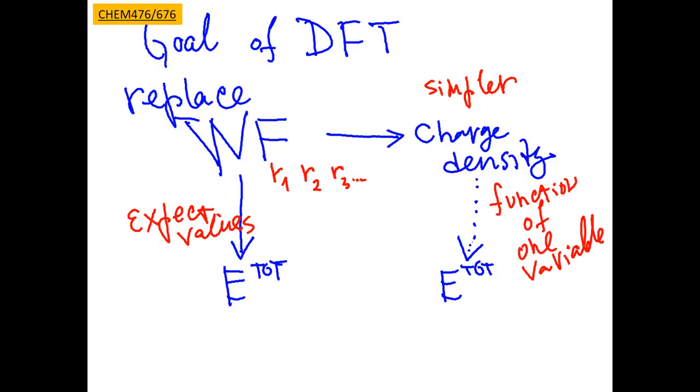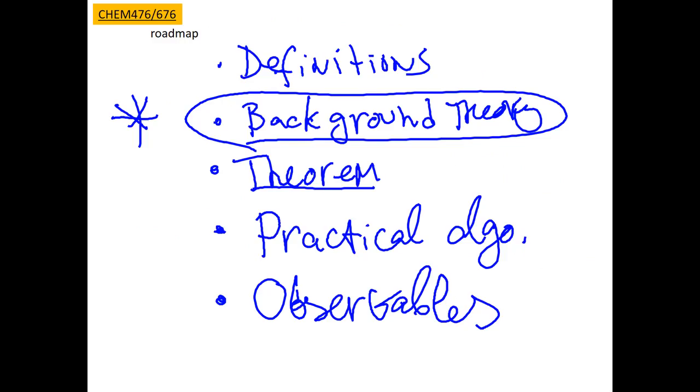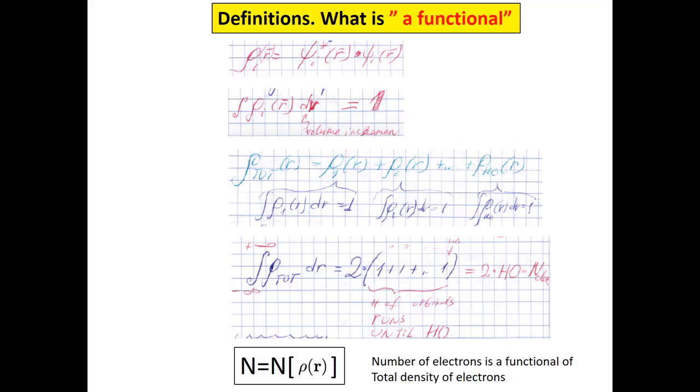So there are two very simple concepts that we need to get acquainted with and comfortable with. One is charge density, which is just electronic clouds. And second is the concept of function. As soon as we accept them and we agree that they can be connected to the total energy, we have the basic principle of density functional theory. And it is a simplified plan. We'll go through definitions and some background theory, then there will be theorems, algorithm and observables. And then we are done with density functional theory.